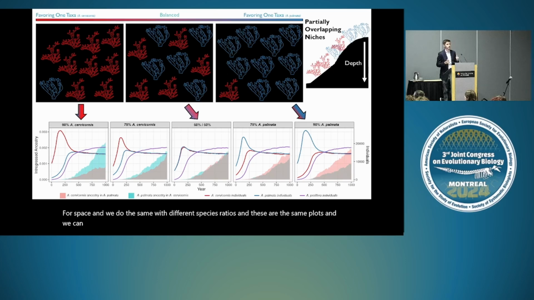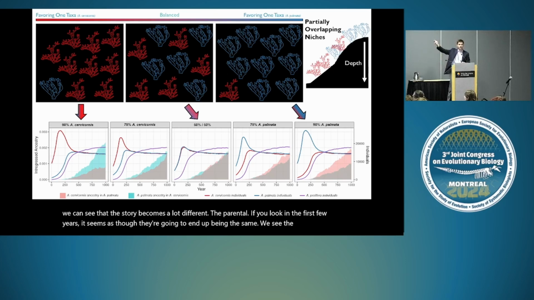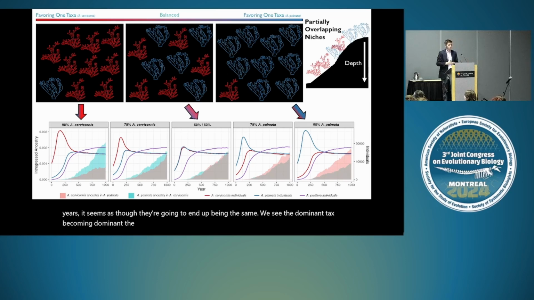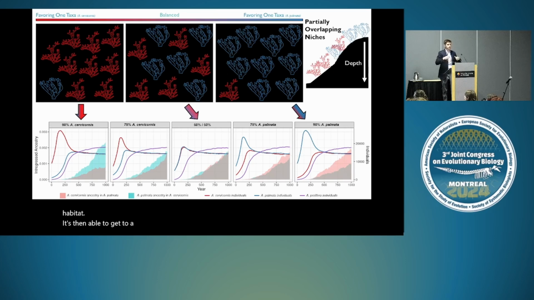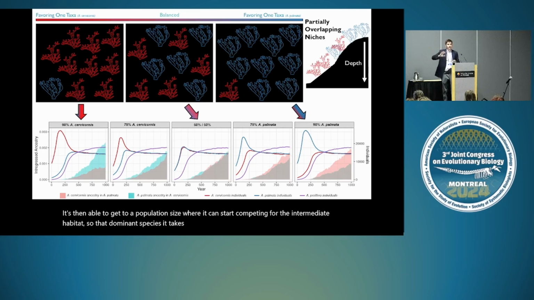And we can see that the story becomes a lot different. If you look in the first few years, it seems as though they're going to end up being the same. We see the dominant taxa becoming dominant, the parental species staying low. But over time, we see a very different dynamic where, as the minority taxa starts to grow its population size within its preferred habitat, it's then able to get to a population size where it can start competing for the intermediate habitat. So that dominant species takes over its niche and the intermediate, but eventually it becomes positioned where it's competing with the other species, and it leads to this equilibrium over time.